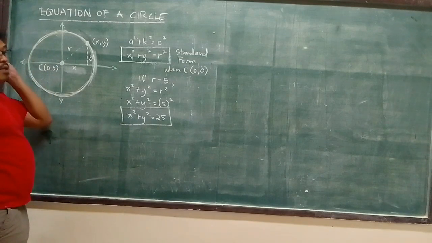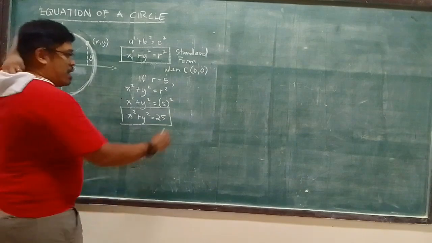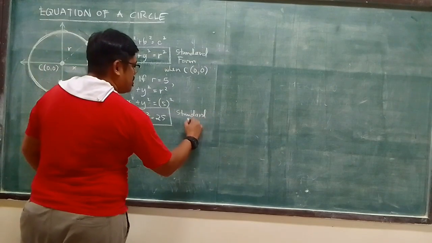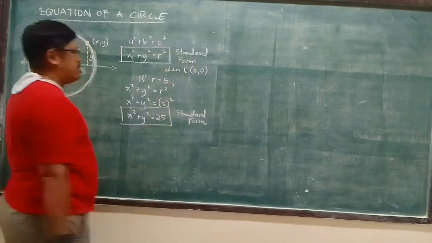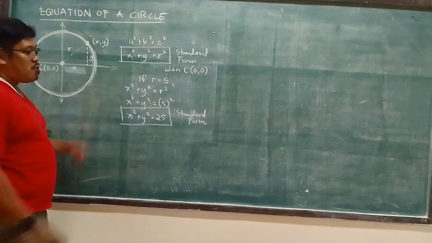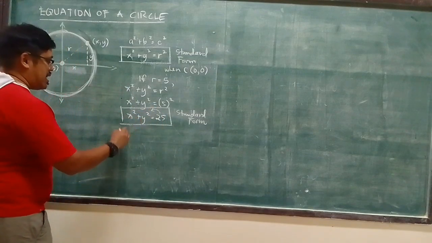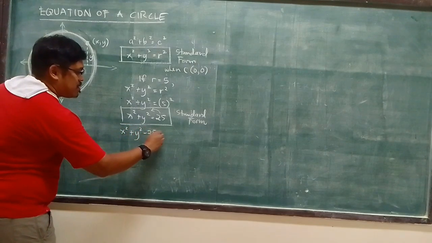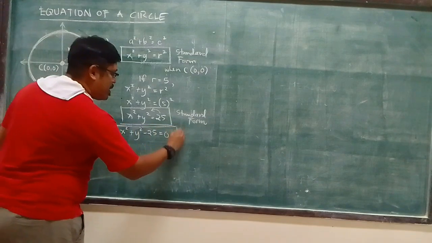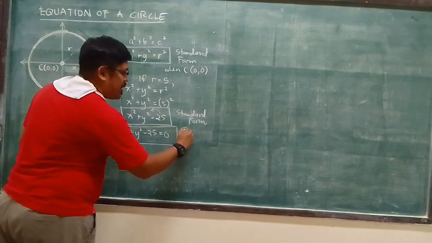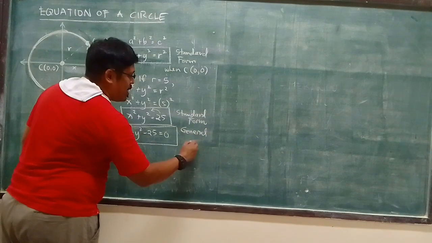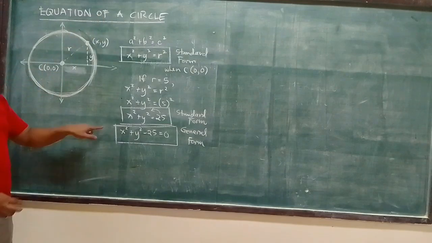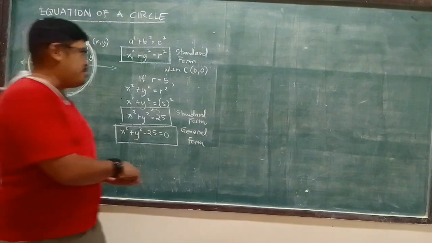Ito yung equation ng circle sa standard form. Okay, now pag transpose natin yung 25 sa kabilang side, it becomes now x squared plus y squared minus 25 is equal to 0. So ito na ang equation na ito. We call it the general form of your equation of this particular circle here. So ganun siya. Let's have some examples right here.